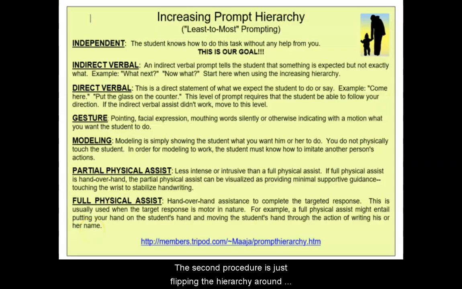The second procedure is just flipping the hierarchy around to use least to most prompting procedures. Here you will start with the least amount of prompting and add in more intrusive support if necessary. This slide is also listed as a handout, so please print it out and use it as a bookmark or post it on the wall to remind you of this procedure. Notice this visual has the top step as independence, which is what we want students to achieve.